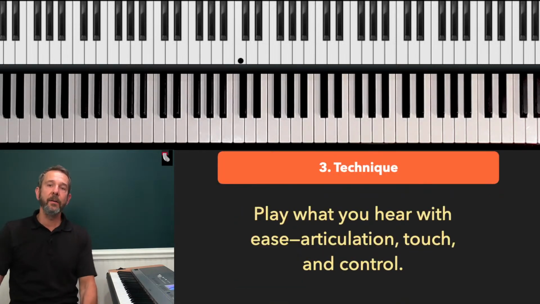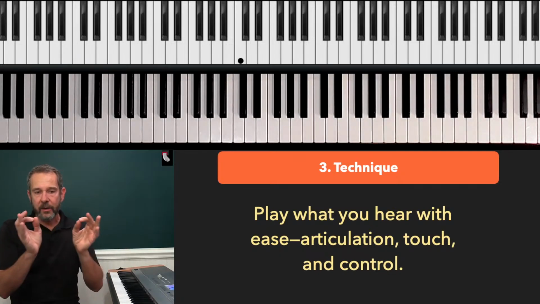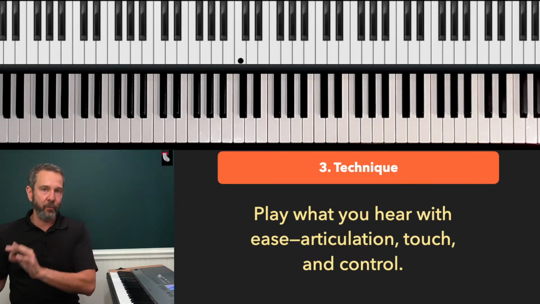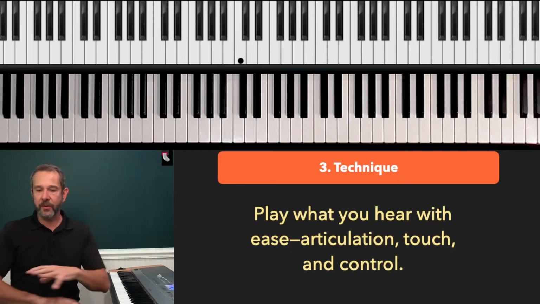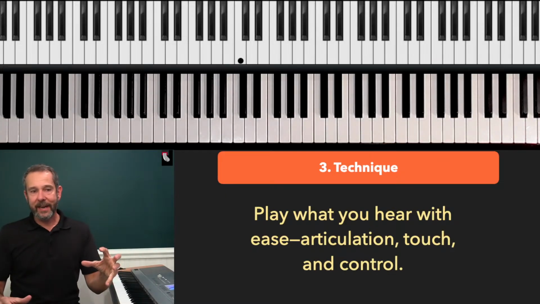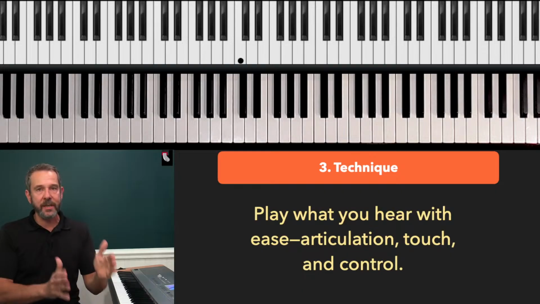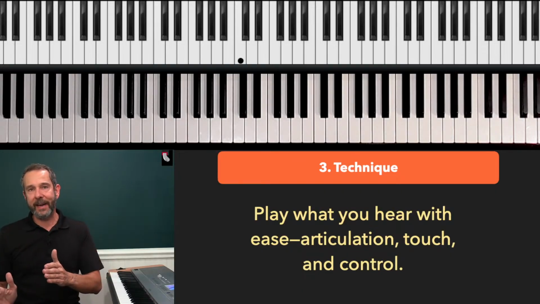All right, so now let's move on to technique. So technique is a very short distance behind rhythm. I said that rhythm is really the engine, okay? Technique is just as important as rhythm, okay?